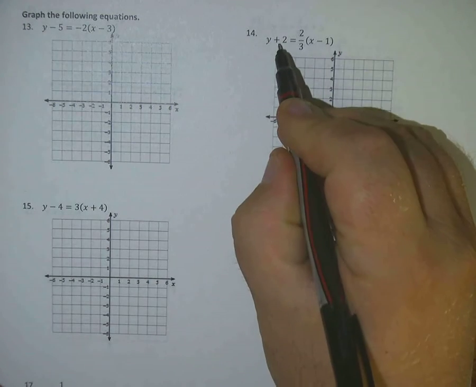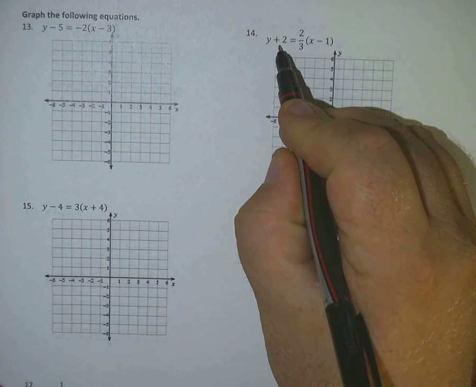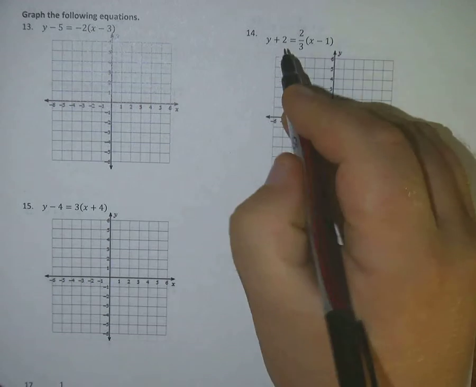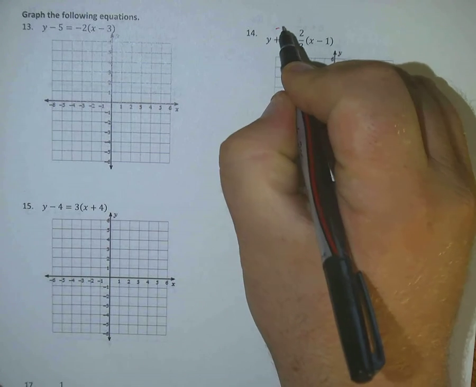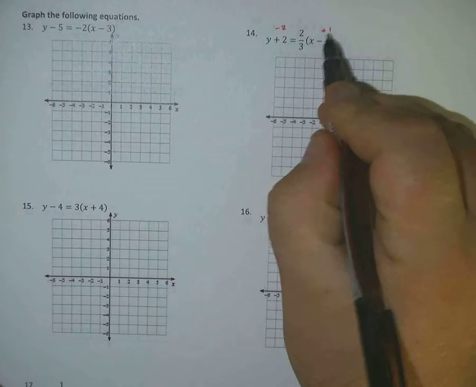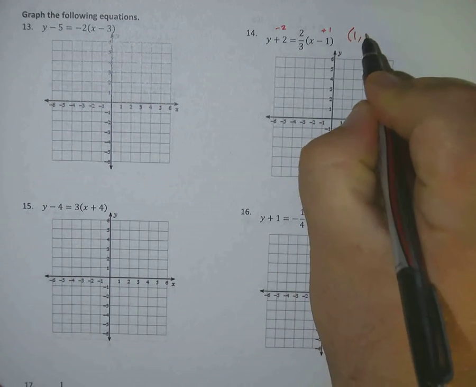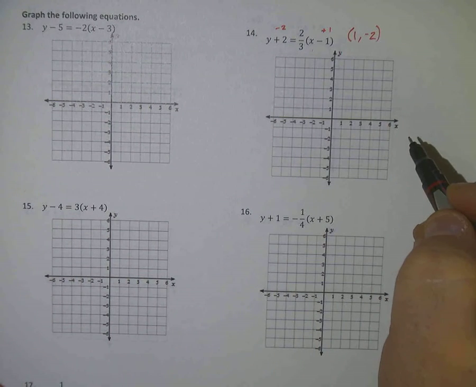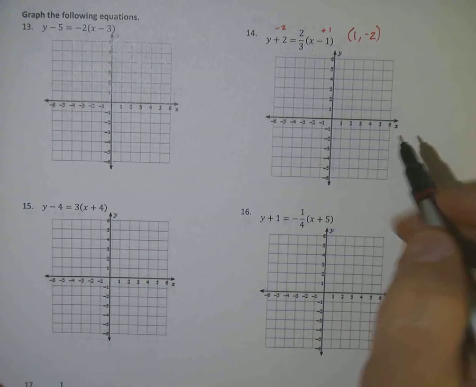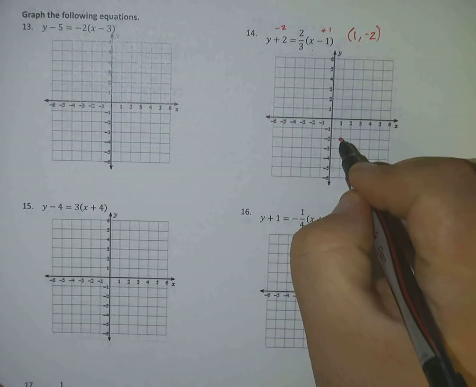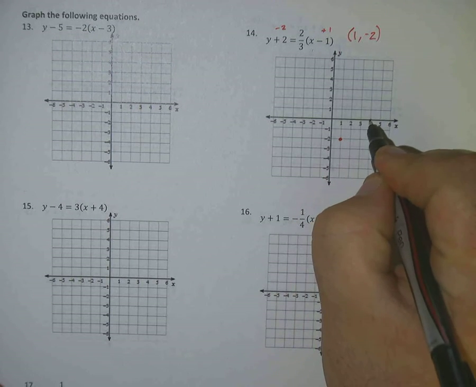The point that we have is (2, -1). Or sorry, each one of these is the opposite, so that's -2 and +1. So our point is (1, -2). Remember, we're looking for the opposites of those there. So at (1, -2), and our slope is 2/3, so up 2 over 3.